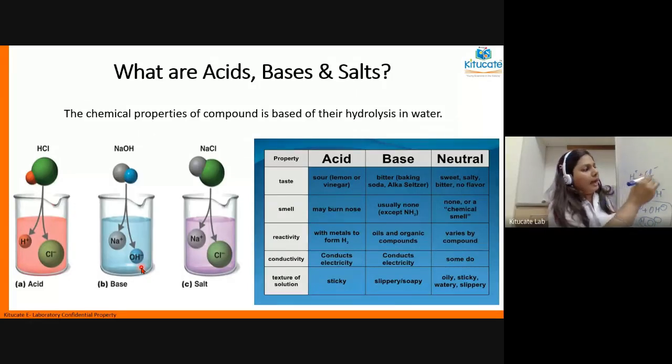What happens to the next? We have one plus here and one minus here. That means my Na plus will combine with Cl minus. Again, because it is one positive, one negative, it becomes neutral. And the chemical which is formed is called NaCl, which you can see in the third beaker.